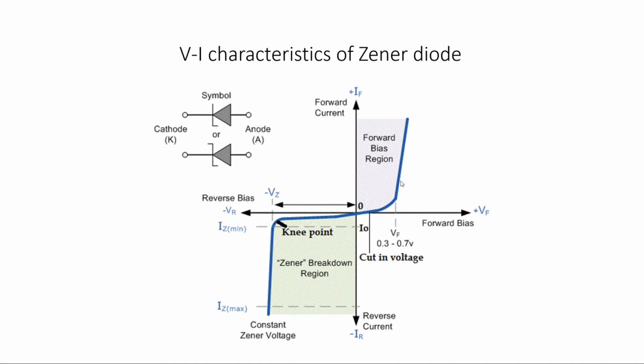Now forward bias region, it works as a normal PN junction diode, which we can see from this portion of the VI characteristic. Now in reverse region, till knee point, it behaves as a normal diode, but after knee point, the breakdown occurs. Now what exactly is breakdown, we'll be looking in next slide, but what you should focus here is this voltage. This is the reverse voltage which will be mentioned with the Zener diode.